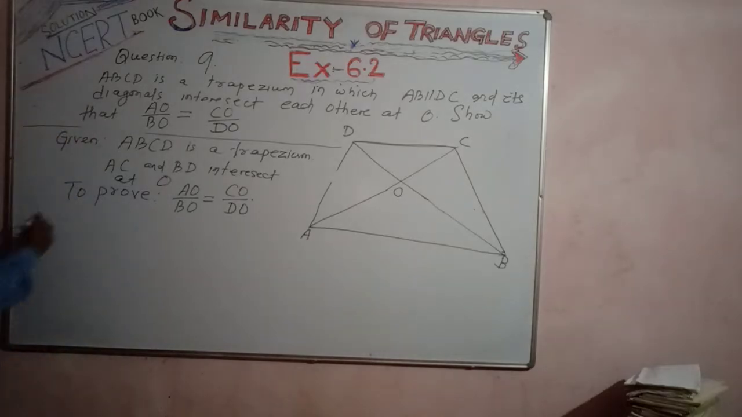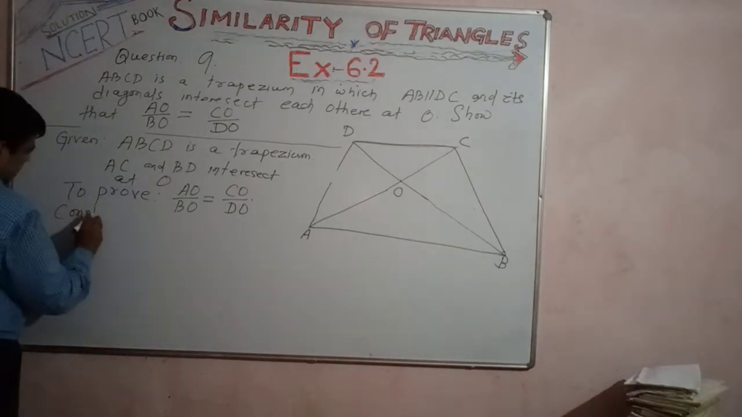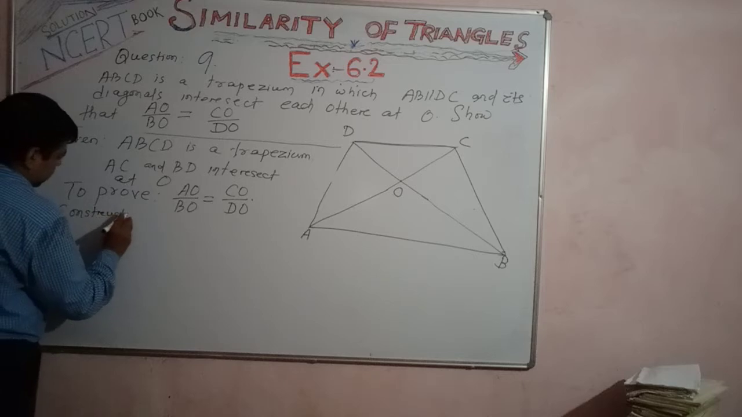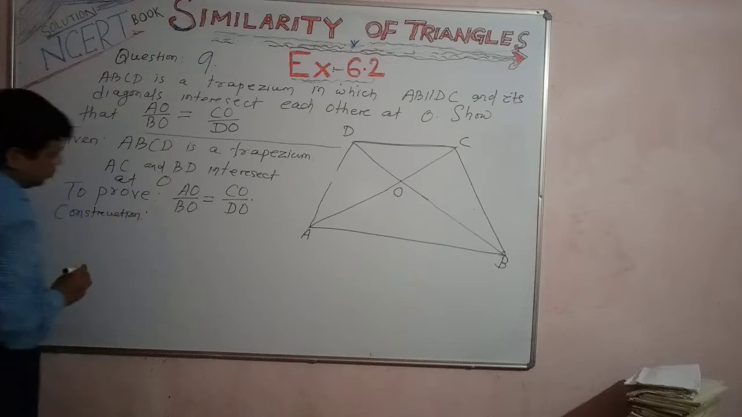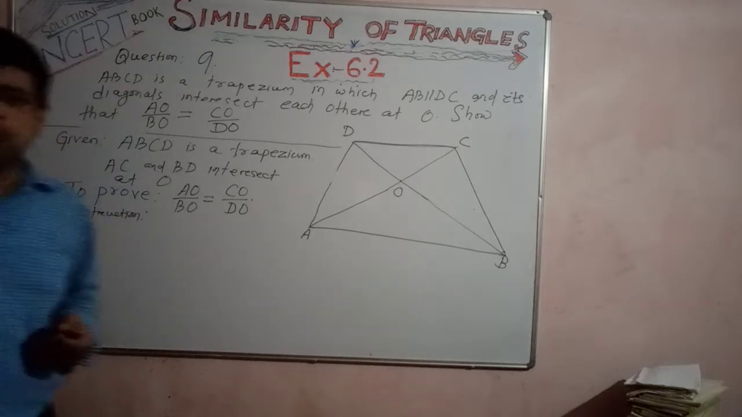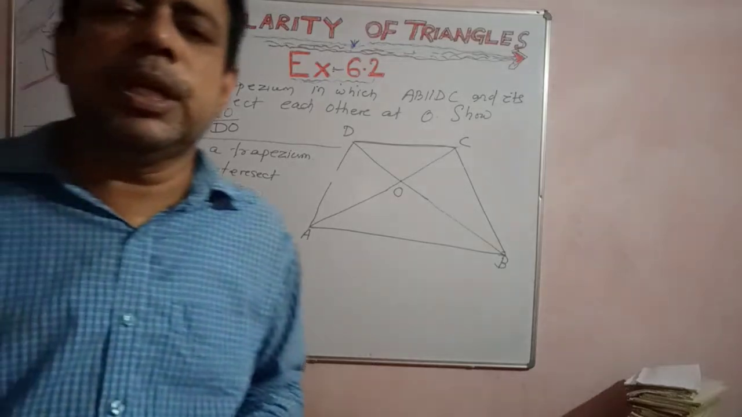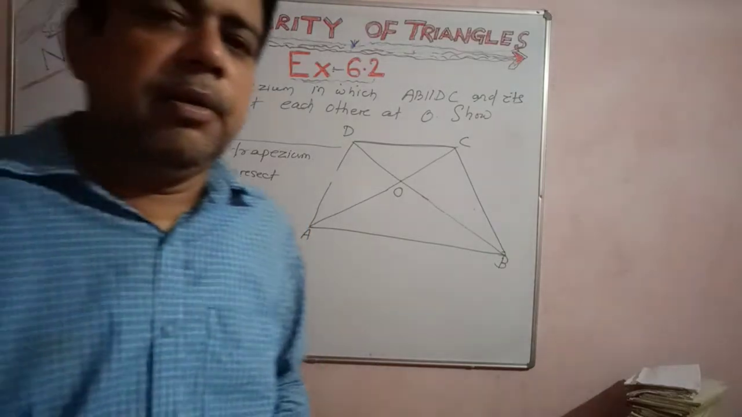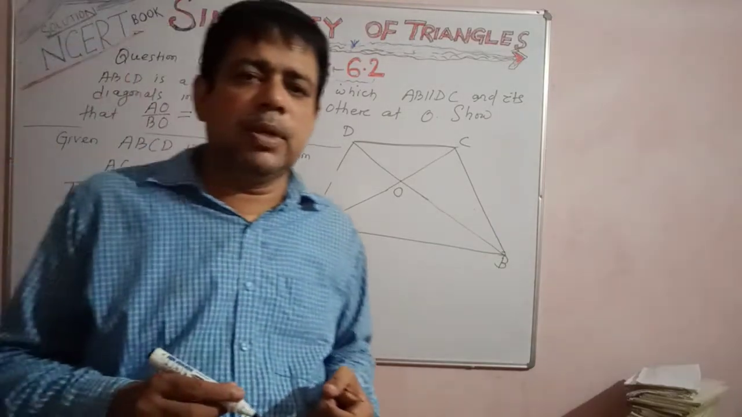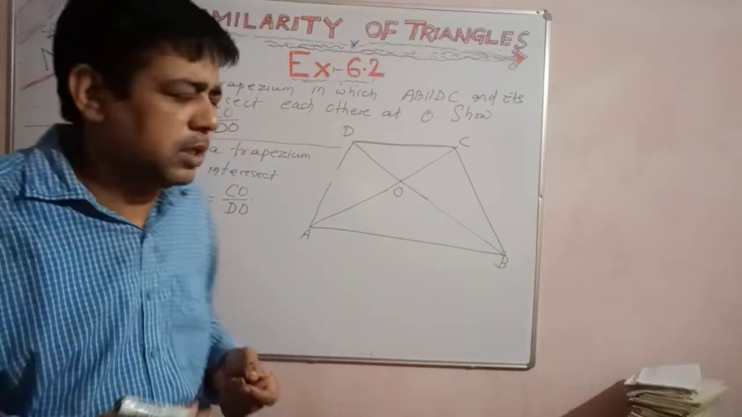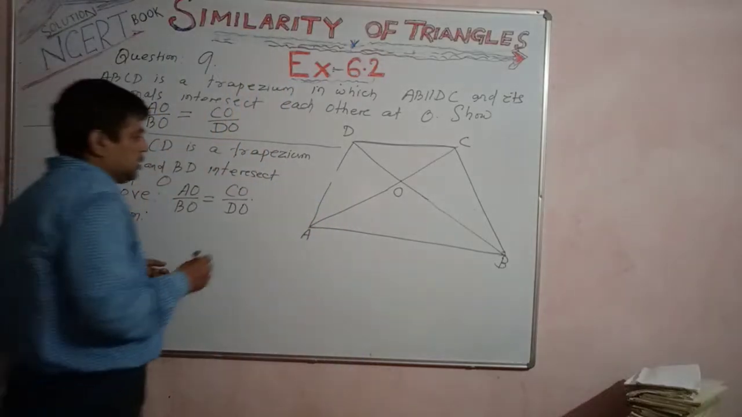Okay, let us do a construction for that, because this is a problem where we have to prove a mathematical statement using the concept of the Basic Proportionality Theorem and converse BPT. So a construction is required for that. What is the construction?